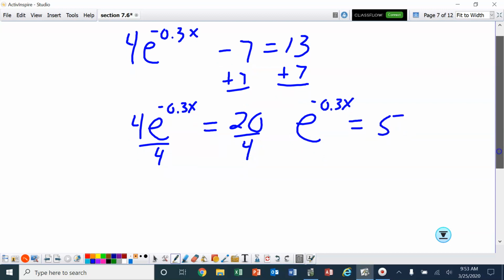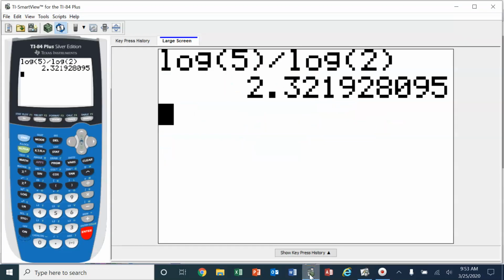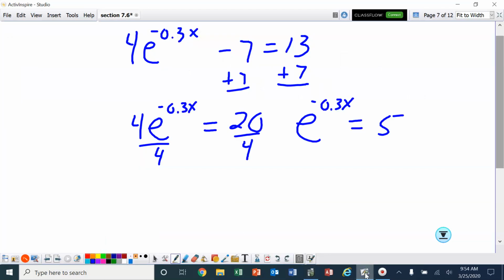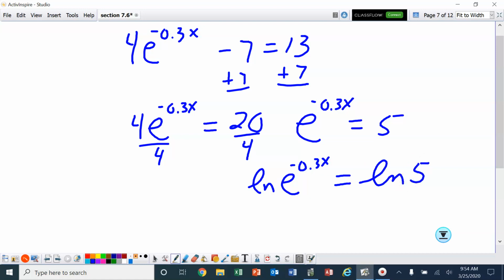Well, how do we get, what will cancel out the e? What do we need to do to both sides? Remember, if you're looking at your calculator, the ln and the e, the natural log, are inverses of each other, so they cancel each other out. Just like what we did on those other screens, we're going to take the natural log of e to the negative 0.3x equals the natural log of 5. Again, what you do on one side, you do to the other.